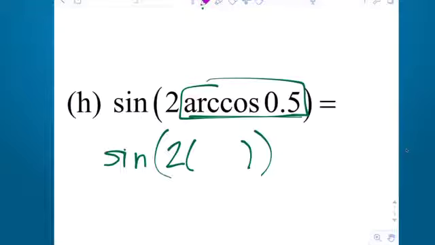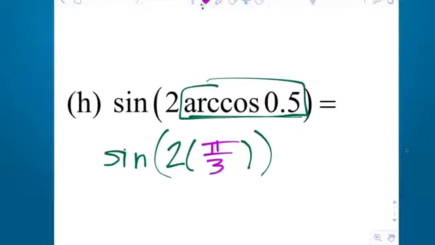Pi thirds? Anyone object? Anyone agree? Yeah, what is cosine of pi thirds? 1/2. So arc cosine of 1/2 is pi thirds.